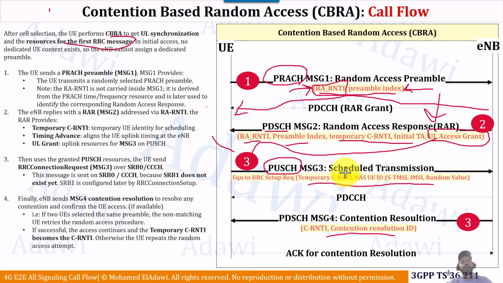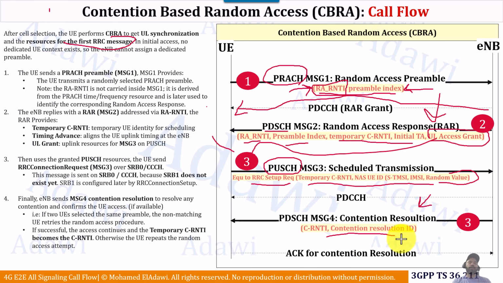It's called scheduled transmission, which is mainly equivalent to the RRC setup request, and this includes the temporary CRNTI and also, as I told you before, the NAS identifier or NAS UE ID. This can be S-TMSI or random value. Usually it's S-TMSI or random value. I told you it can be S-TMSI if the user was already registered in the network before and he already knows his tracking area code, so you can use the S-TMSI directly. If there is no S-TMSI, the user was not registered before, he will just generate a random value, which will be used later on during the MAC contention resolution, message number 4.